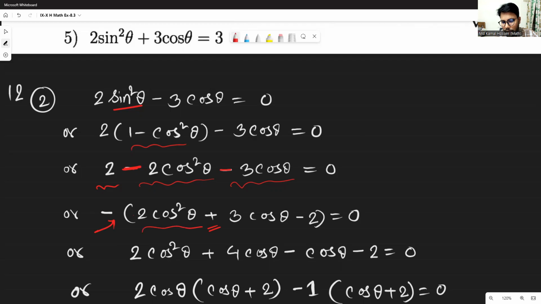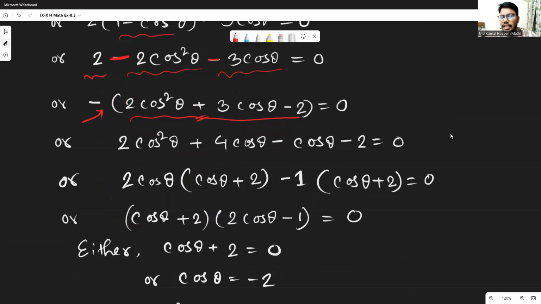So now just do the middle term factor inside the first bracket. So here step 2, 2 to the 4, and if we do the LCM, 4 and 1, and 4 minus 1 equals 3. So now take common, and here we will get two factors.